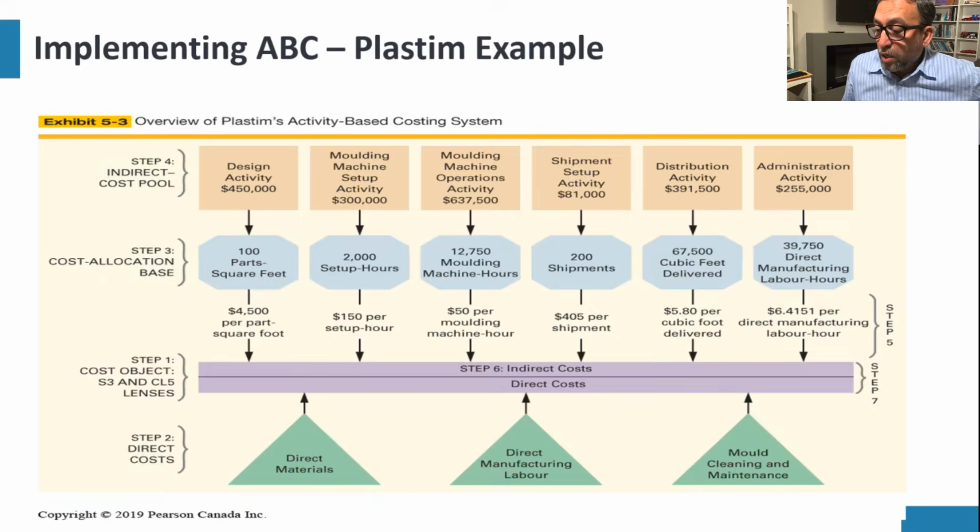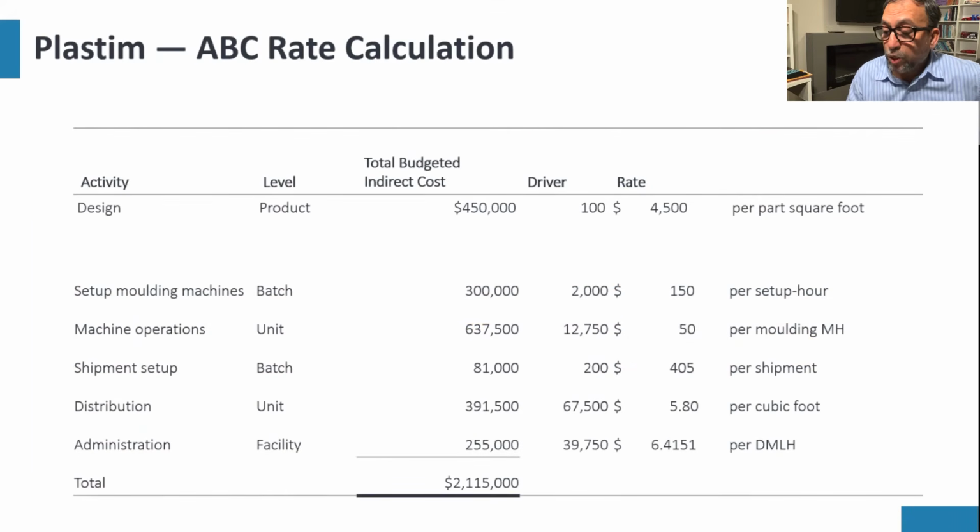Now, design is a product level activity. Setup modeling machine is a batch level activity, because they set up the machine and then they manufacture a certain batch, and then they set up the other modeling machine. Machine operations is a unit level activity. Shipment setup is a batch level activity, because shipping is done in batches. Distribution is a unit level activity, and administration is a facility level activity.